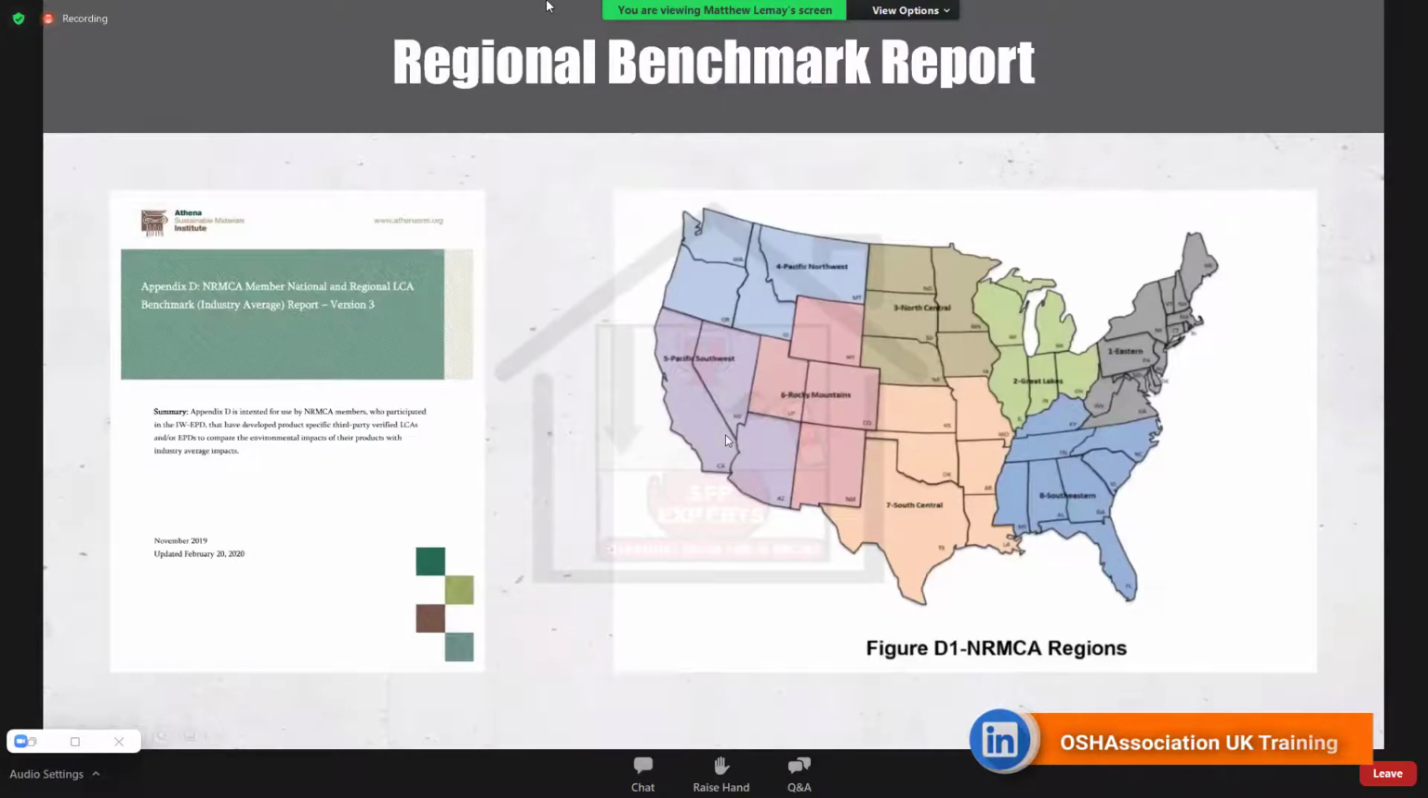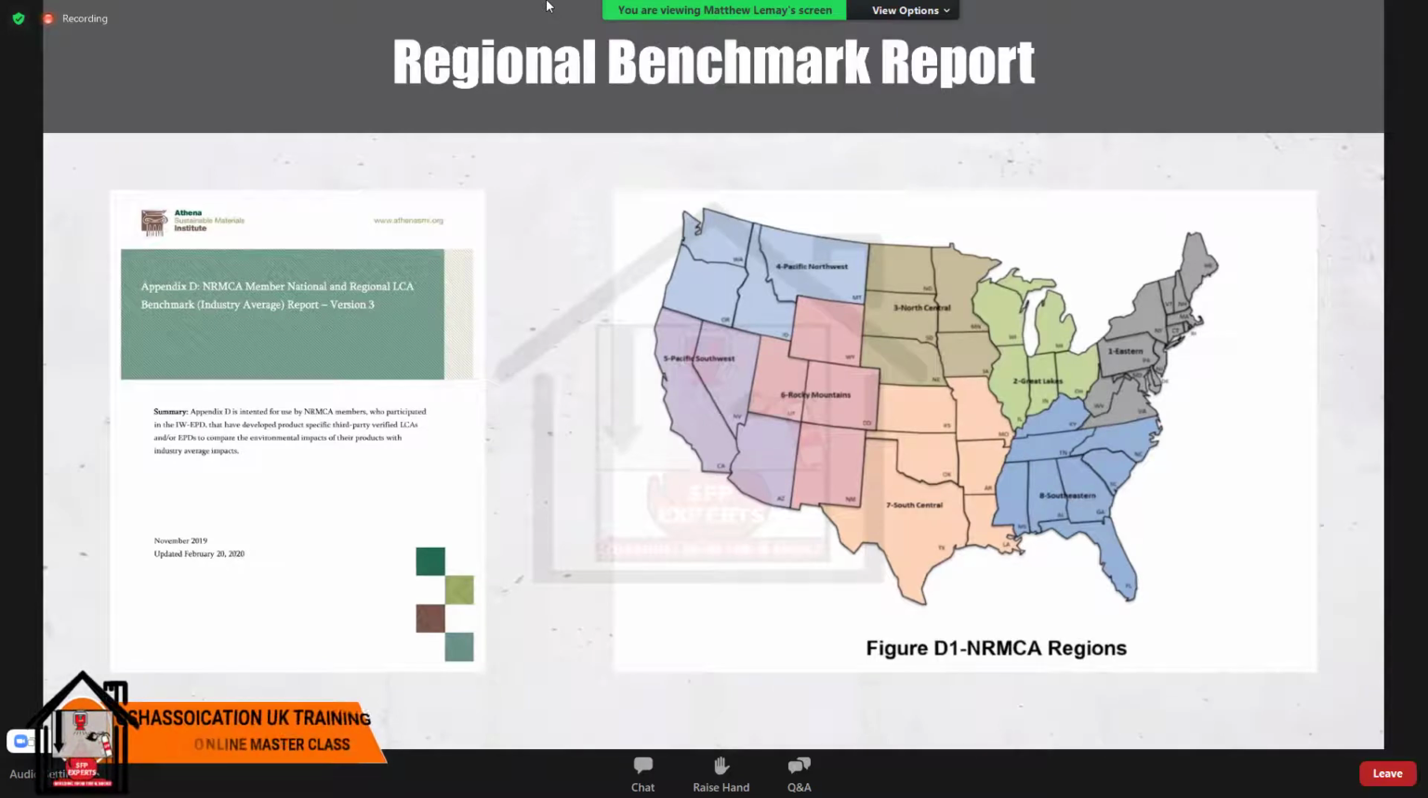As a companion to the industry-wide EPD, NRMCA also developed the Regional Benchmark Report. It's an appendix or companion to the same document. What this does is it takes the same data gathered through that very wide industry survey, and it breaks it down into 8 regions.